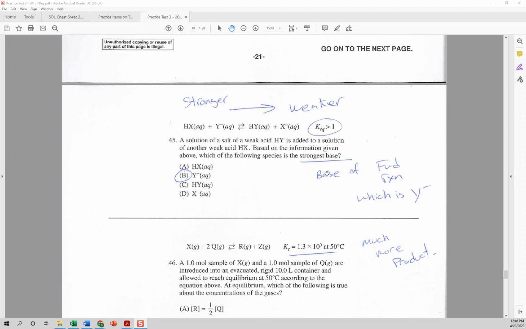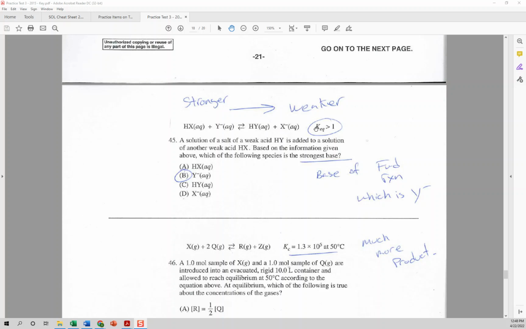All right, let's keep going. So K here is greater than 1, so we know the forward reaction is more favored than the reverse reaction. So these two acting like acids and bases is stronger than these two acting like acids and bases. So HX is a stronger acid than HY, and Y minus is a stronger base than X minus.